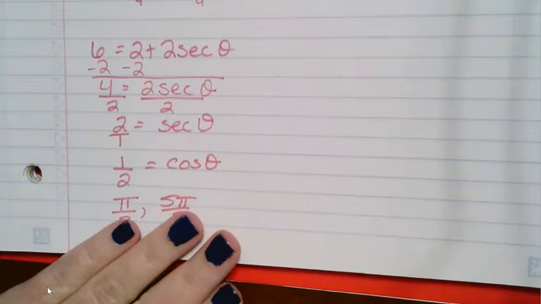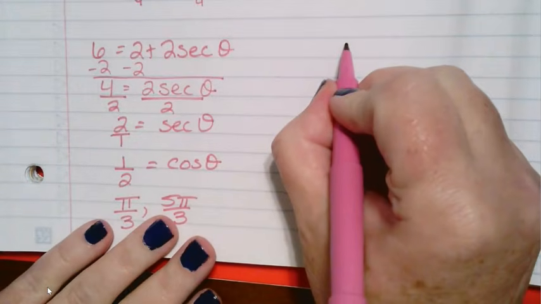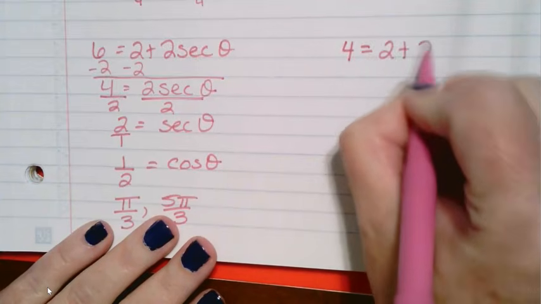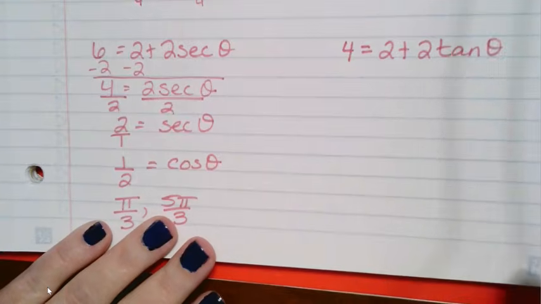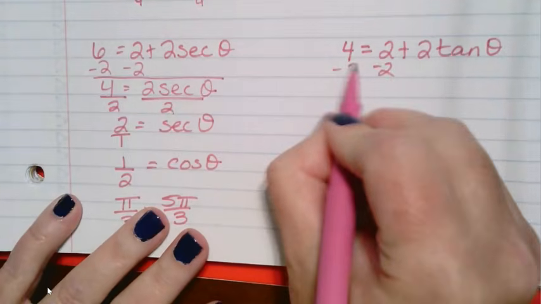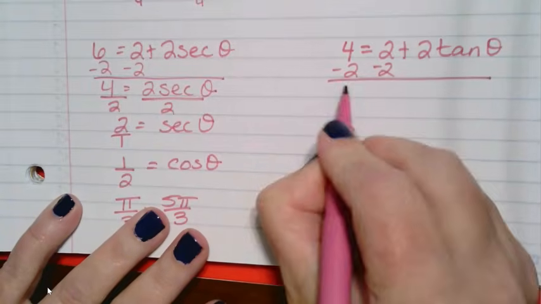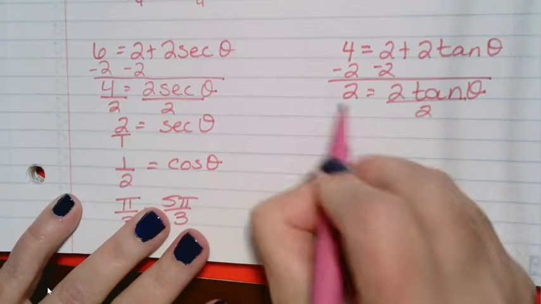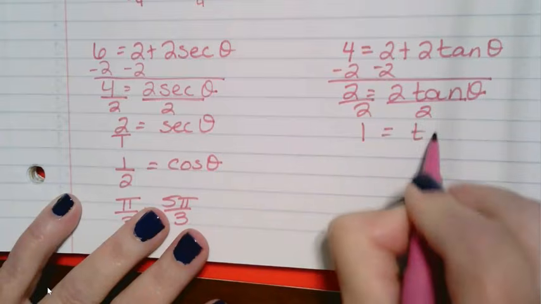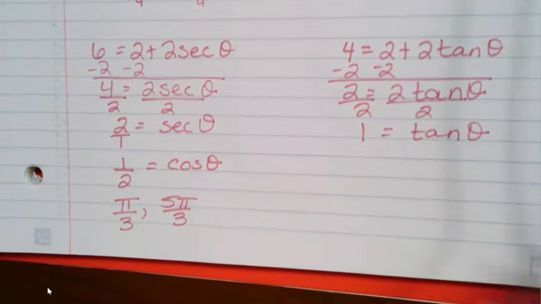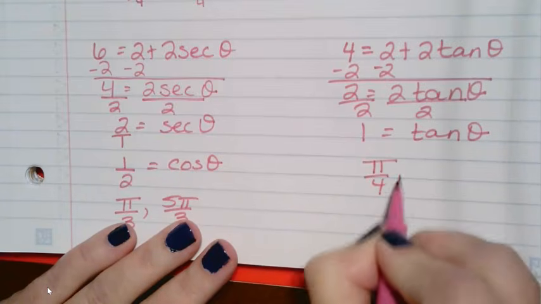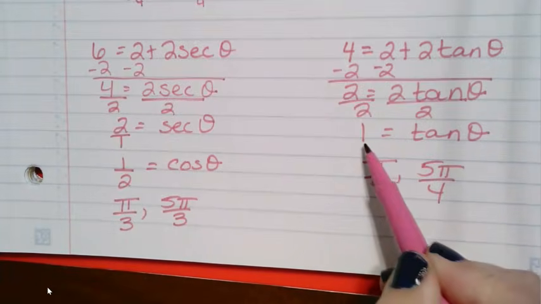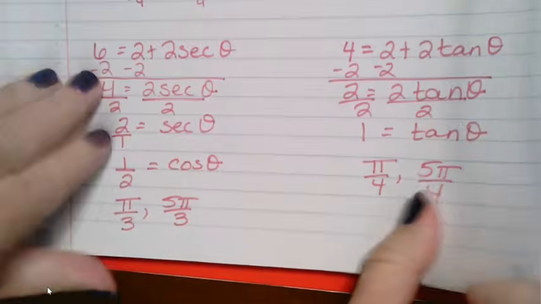Can I do this one right here? It is 4 equals 2 plus 2 tangent. Again, subtract 2 from both sides, and we get 2 equals 2 tangent theta. Divide by 2, and we get 1 equals tangent theta. We already did this one, and this is where we get pi over 4 and 5 pi over 4. You would do inverse tangent of 1, convert it into radians, and then go crisscross.